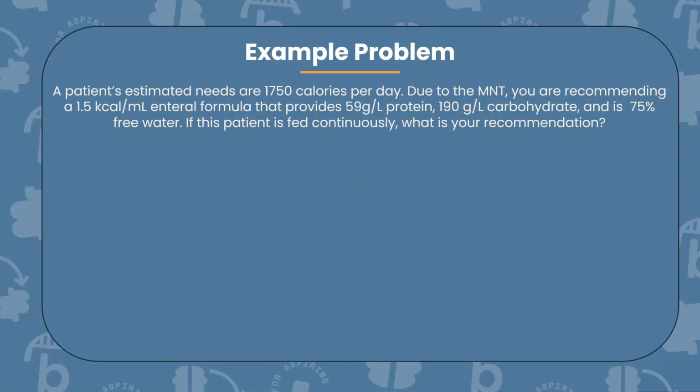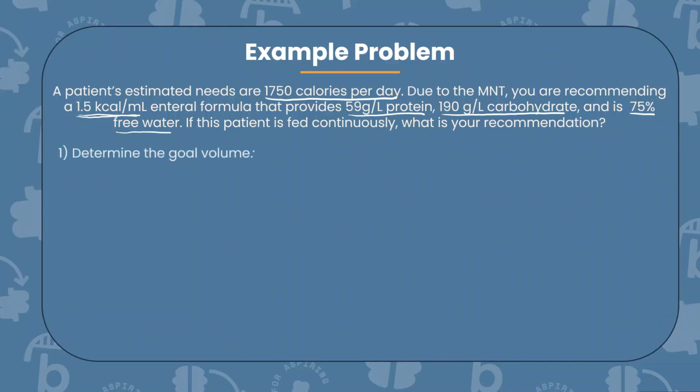In this problem, we have a patient who has estimated needs of 1,750 calories per day. Due to the MNT that we'll talk about in Module 4, you've decided to recommend a 1.5 kilocalorie per milliliter enteral formula. It provides 59 grams of protein per liter, 190 grams per liter of carbohydrates, and we're also told that this has 75% free water. We need to meet the 1,750 calories per day estimated needs.